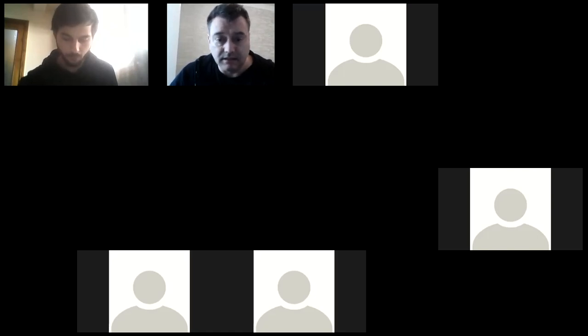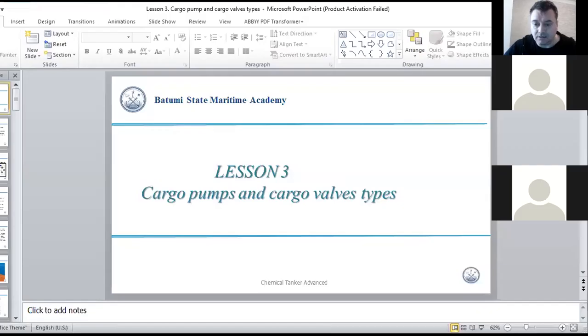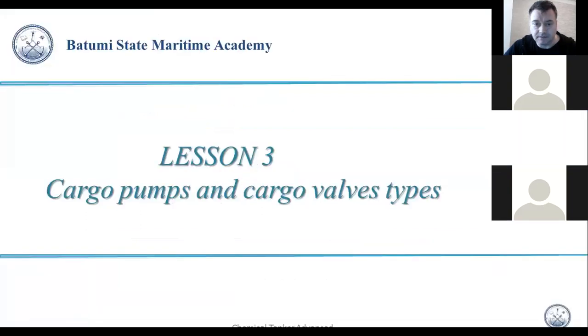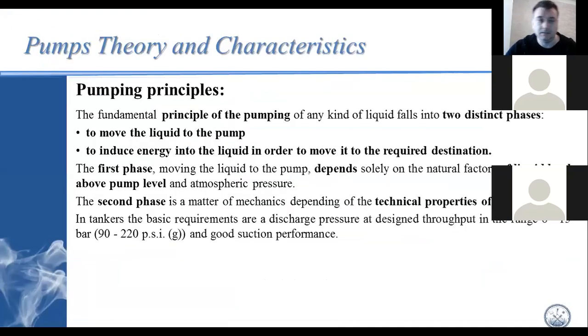Well, today let's start to discuss pumps, cargo pumps and cargo valves. Cargo pump and cargo valve. In the last lesson we discussed the cargo lines, but the cargo lines by themselves are nothing. We need to pump out and receive the cargo on board the vessel. In this case, the pumps and the valves assist us to do it.